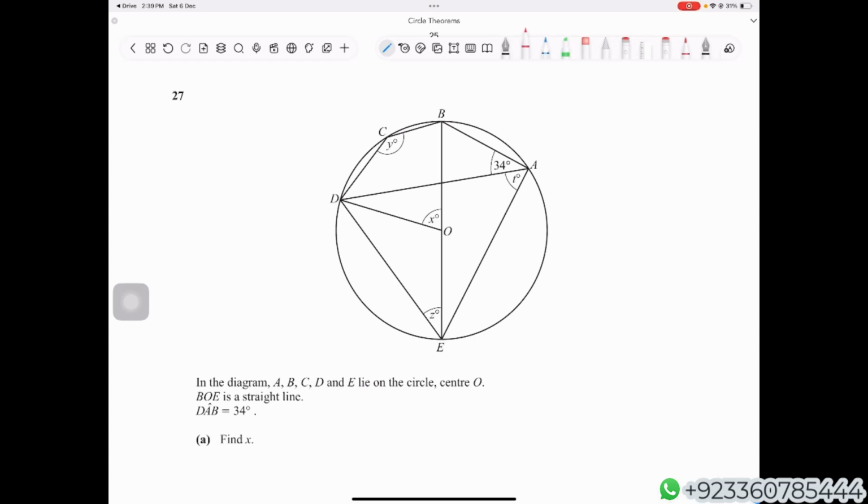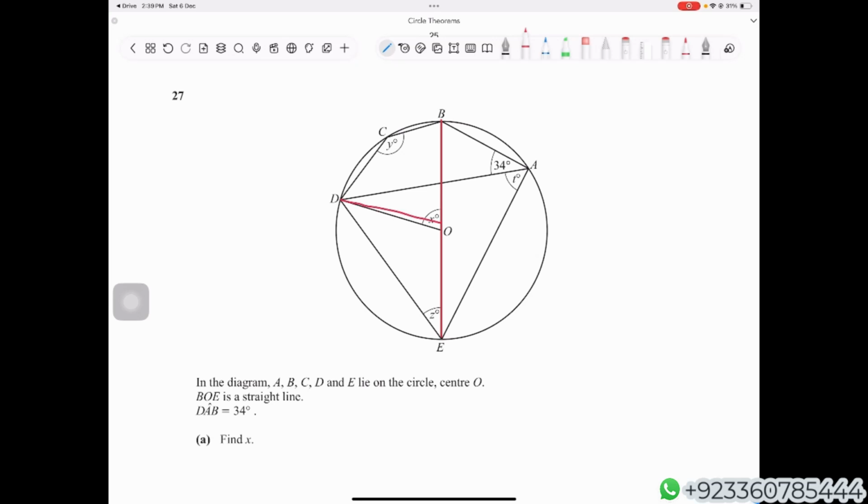Let's move on. Question number 21 says, in the diagram A, B, C, D and E lie on the circle center O. BOE is a straight line. इसका मतलब क्या है कि BOE आपका diameter हो जाएगा and DAB is 34. They've given it to you. Now the first thing is you want to find X. अब X के लिए let's see what we can do. We know that DAB is 34.